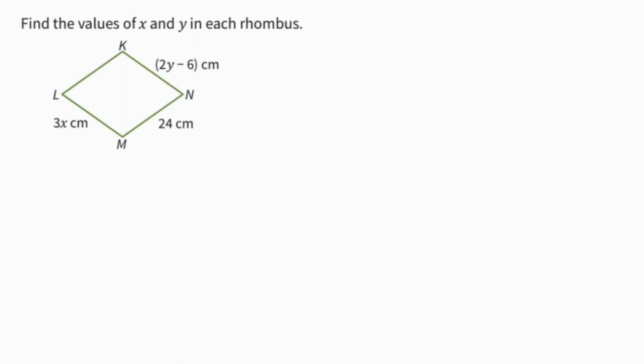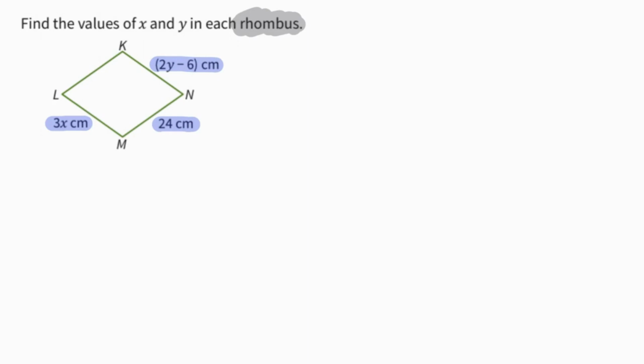Hello everyone, welcome to this video where we are required to find the values of x and y in each rhombus. And because they have let us know that this is a rhombus, we will then be able to know that all the sides of a rhombus are equal to each other. And therefore, I will be able to form equations. I know that now 3x equals to 24. 2y minus x is also equals to 24.